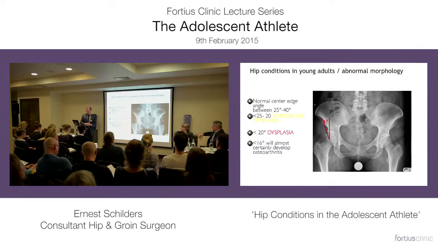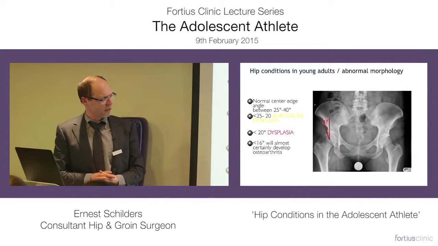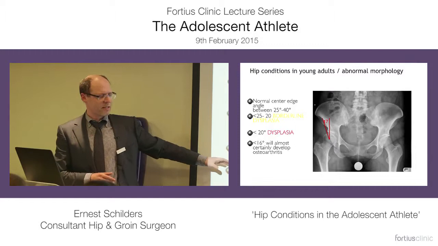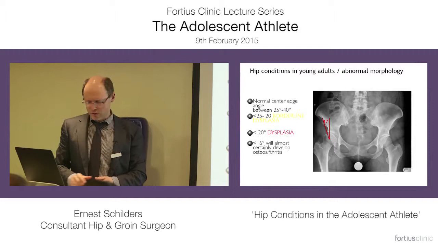You can see the angle measured, we call it the Sandridge angle, and the smaller that angle, the less coverage of the femoral head, and in principle anything below 20 degrees we call dysplasia. Anyone who has an angle less than 16 degrees will certainly develop osteoarthritis. And then there's what we call borderline dysplasia with an angle between 25 and 20 degrees.